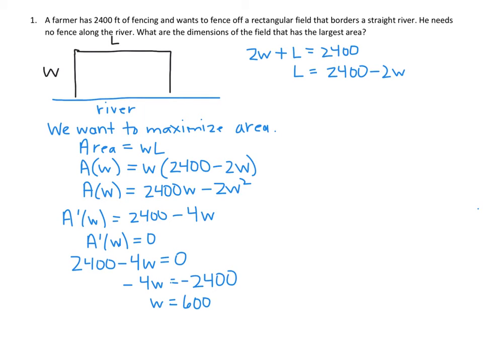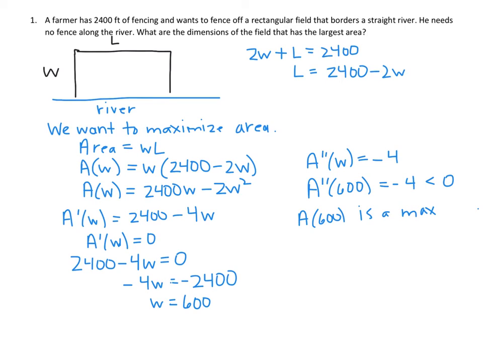So we have one critical value. To verify that this critical value is in fact a maximum, we need to check it in the second derivative. The second derivative is going to be just negative 4. Evaluating the second derivative at 600 is equal to negative 4, which is less than 0. Since the second derivative is negative, we verify that this is in fact a maximum. So A of 600 is a maximum.